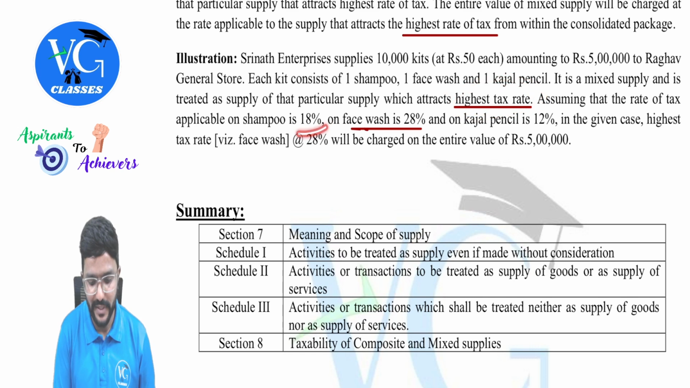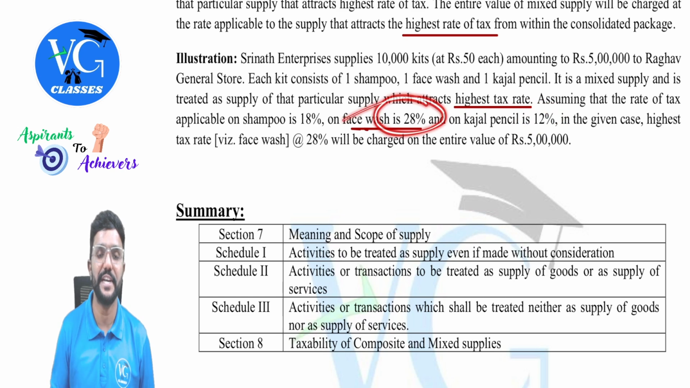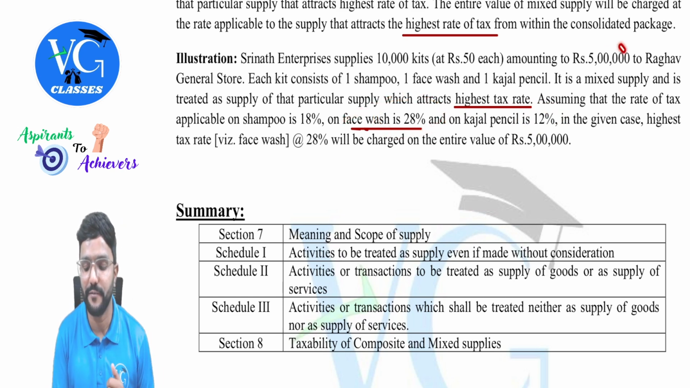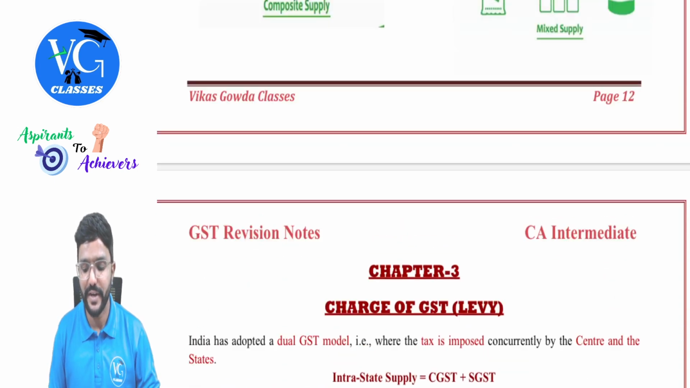On shampoo, it is 18%, face wash, it is 28%, and kajal pencil, it is 12%. Which is the highest rate, guys? 28%. So on the entire 5 lakh, 28% GST would be levied. Got it? Yes, fine. Coming back here. So we are done with the provisions.